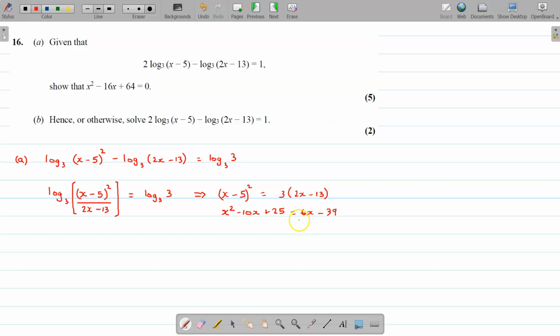If I convert all that into a quadratic, it gives me x squared minus 16x plus 64 as required equals 0. So we knew what we were aiming for here, but that's it. So that's the demonstrating or proving of the first part.